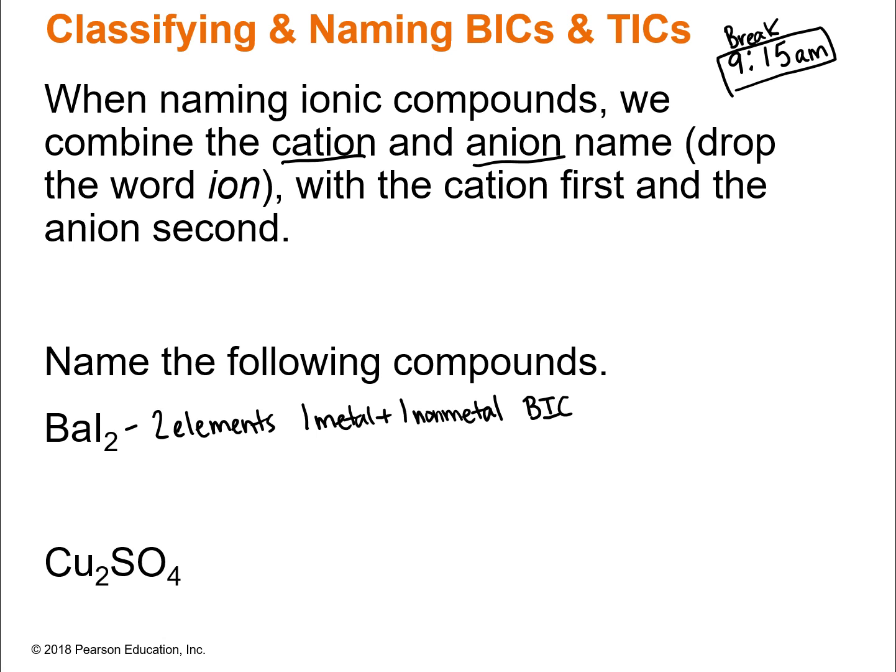So when you're naming these compounds, you're not going to be told what kind of compound it is. And you're not even going to be told it's an ionic compound. So that's why I'm going through the trouble of classifying before I name. Now that we know what we have, we know the rules to use. We're going to name the cation, name the anion, and then smush them together.